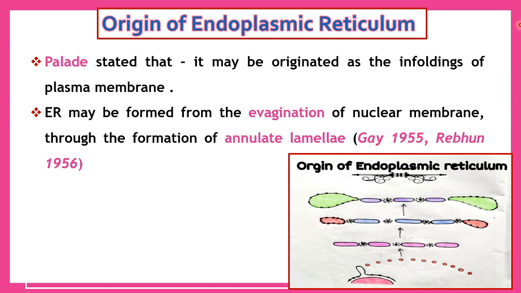Later, Palade stated that it may originate from infoldings of the plasma membrane. Further, Gay and Reban stated that the evagination process taking place in the nuclear membrane leads to the formation of annulate lamellae. This process is called blebbing. These bleb-like structures form annulate lamellae, and these annulate lamellae further develop into endoplasmic reticulum.